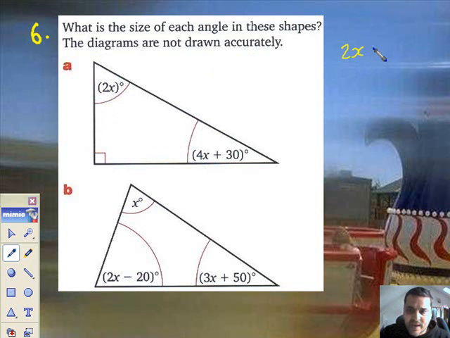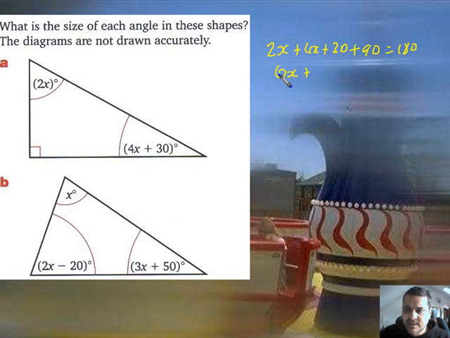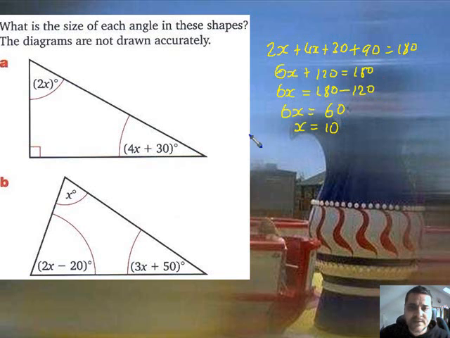So I've got 2x plus 4x plus 30 plus the right angle, plus the 90, comes to 180. Simplifying, 6x plus 120 comes to 180. Subtract the 120, so 6x is going to be 180 subtract 120, so 6x comes to 60. That's good. So x is 10 on its own.